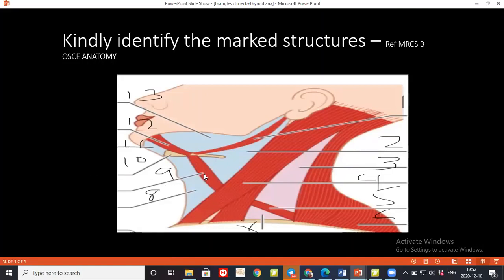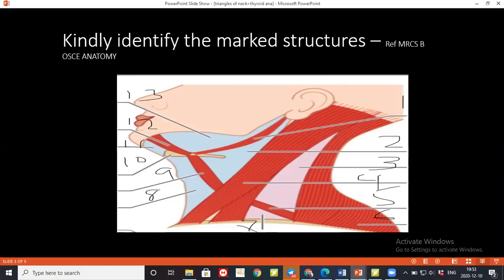Okay. 9, please. 9 is a muscle. It is sternohyoid. Omohyoid. Okay. And then the superior belly of omohyoid. Yes. And 10, please. The hyoid bone. Very good. 11, please. The submental triangle. Very good. 12, please. Anterior belly of the digastric. Excellent. And 13. The submandibular triangle. Very good.